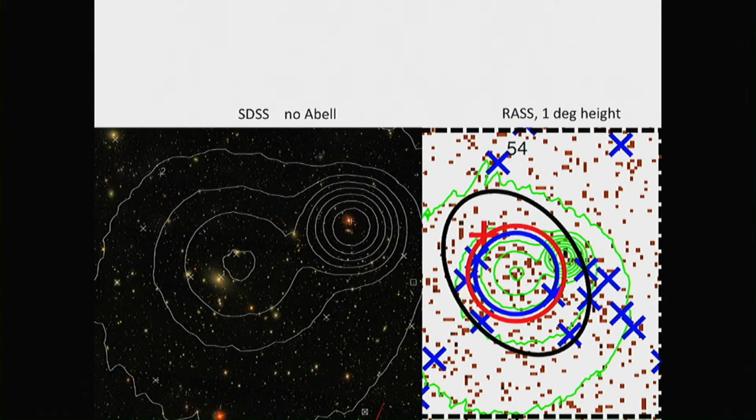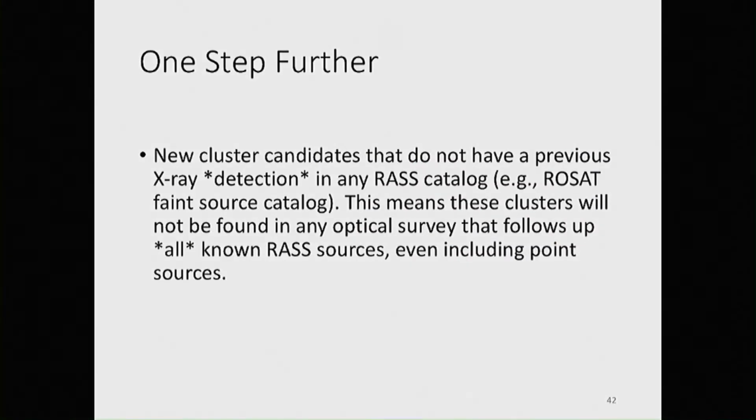Okay, one more example, and then we move to something slightly different. Again, no Abell cluster over here, and a very extended distribution of the X-ray photons. Again, that's 1 degree over here. That is interesting, but in principle we would like to go one step further and only look at those candidates that weren't even detected as an AGN, so no X-ray source at all. So not only not an X-ray cluster, but also not any X-ray source detected in the ROSAT All-Sky Survey, for instance in the ROSAT faint source catalog.